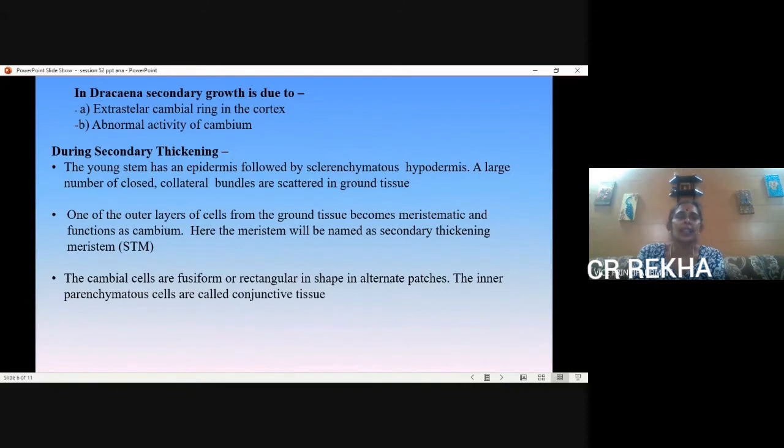So during secondary thickening, the young stem has an epidermis followed by sclerenchymatous hypodermis, a large number of closed collateral vascular bundles. They are scattered in the ground tissue. One of the outer layers of cells from the ground tissue becomes meristematic and functions as cambium. Here the meristem is named the secondary thickening meristem. The cambial cells are fusiform or rectangular in shape in alternate patches. The inner parenchyma cells are called the conjunctive tissue.